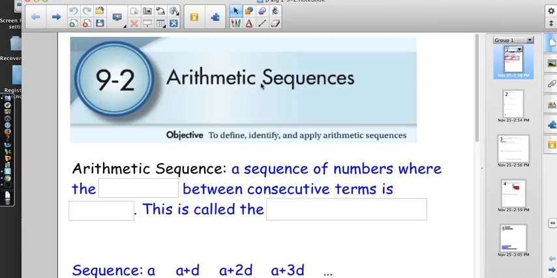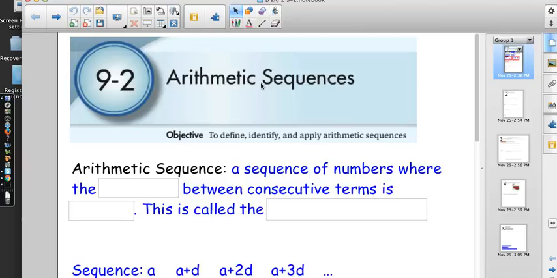And this drives me nuts about math. Sometimes things are pronounced oddly, and I think it just messes with people's heads. To us, this says arithmetic sequences. That makes perfect sense because these are about basic addition. That's what arithmetic is, basic addition. But it's pronounced arithmetic. So when you look at that and you hear me say arithmetic, know that we're really just talking about arithmetic sequences. And we want to define, identify, and apply some arithmetic sequences today.